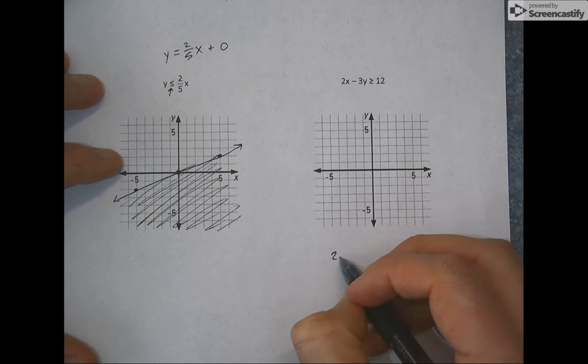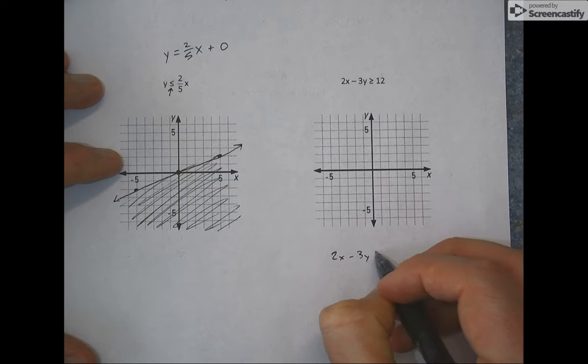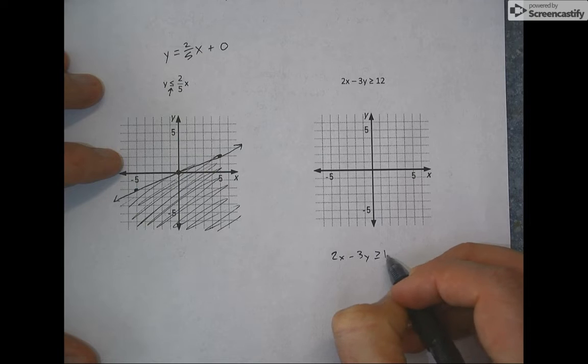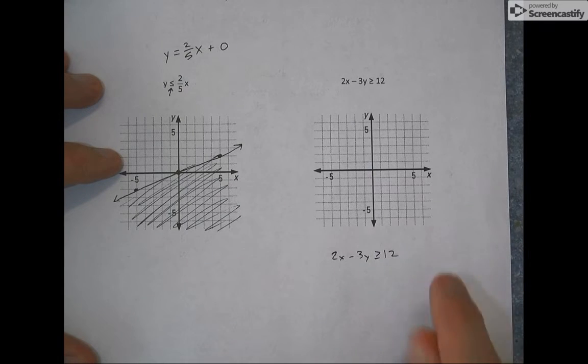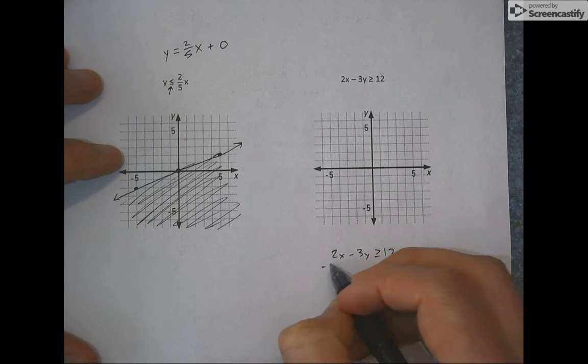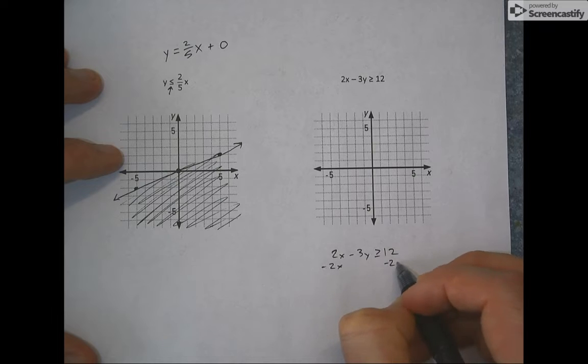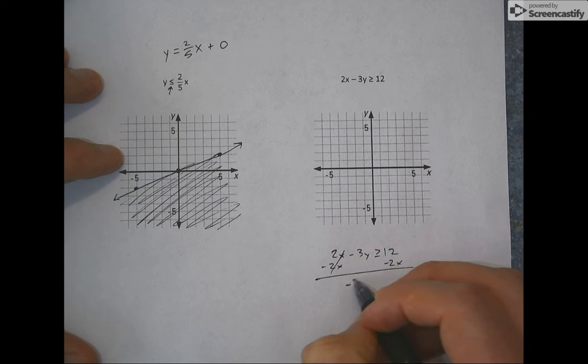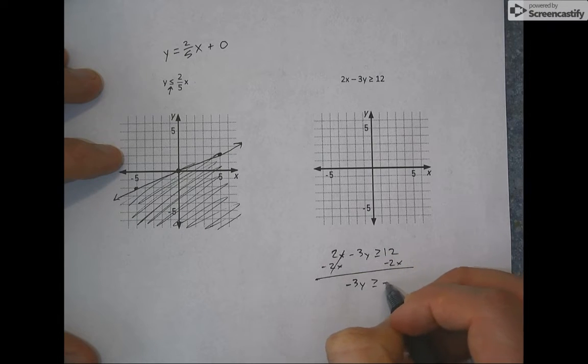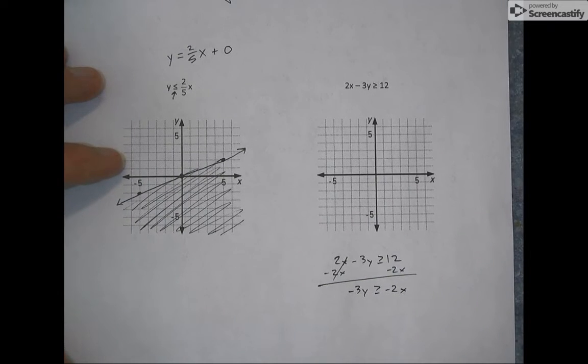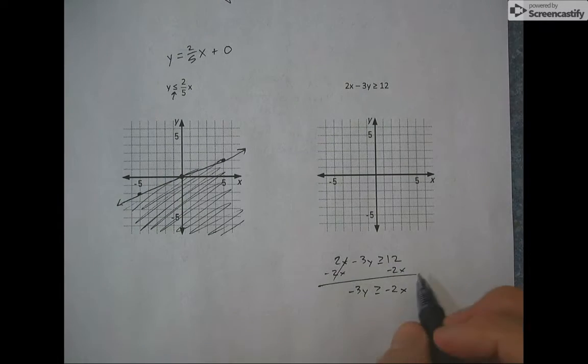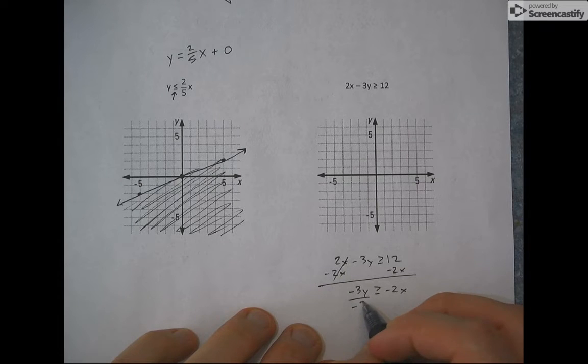So we're going to take 2x minus 3y. I'm just going to bring it down here so I've got some room to work with. I'm going to solve it for y. So minus 2x. And then all I've got to do is divide by -3.